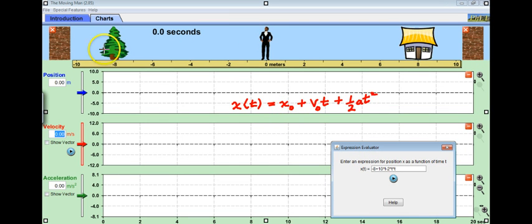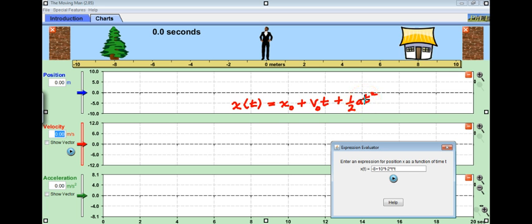So our little man is going to start over here by the tree. He's going to have an initial speed of 10 meters per second, so he'll be moving to the right with 10 meters per second. And then he's going to have a negative acceleration. Negative 2 represents half of the acceleration. So therefore, the acceleration of the little man will be negative 4.